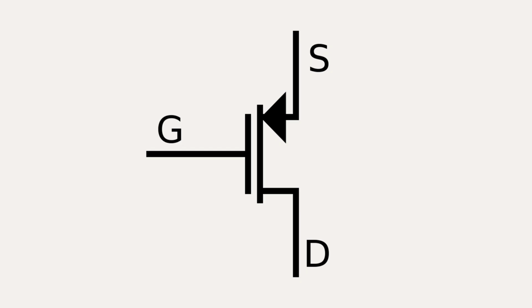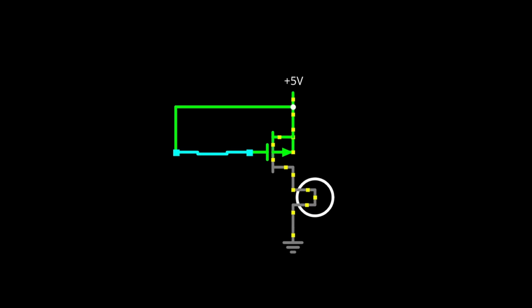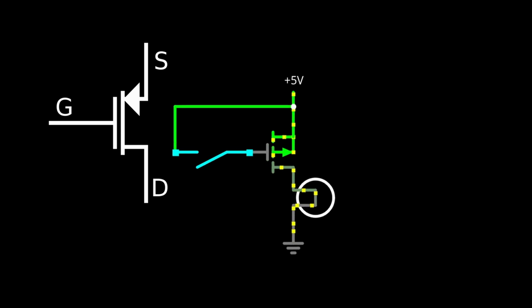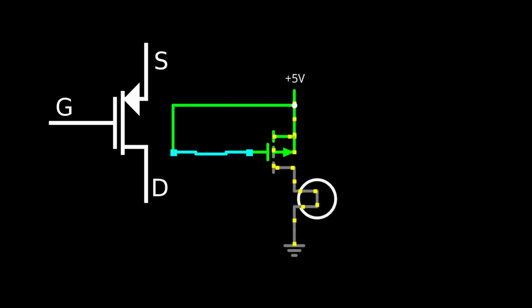A P-channel MOSFET, PMOS, is similar, but a little flipped. A PMOS needs to be near the voltage. The source connects to the voltage source, and the drain connects to the positive terminal of the load. If the gate is pulled up to the voltage rail, current is unable to flow. Current is able to flow once the gate is pulled down to ground.